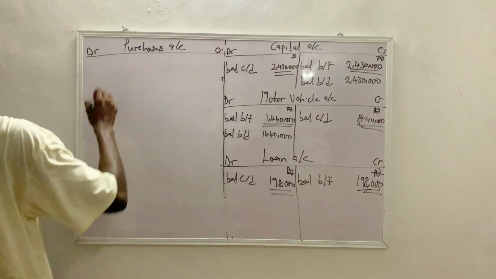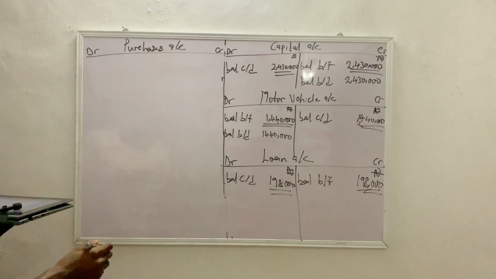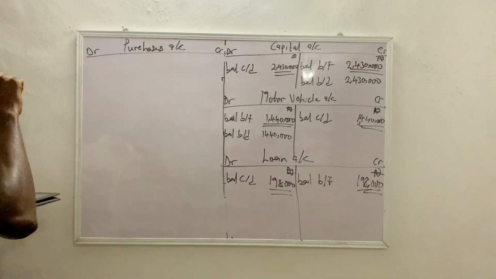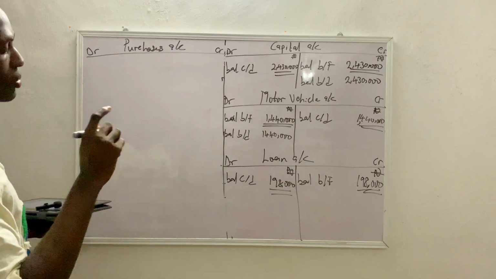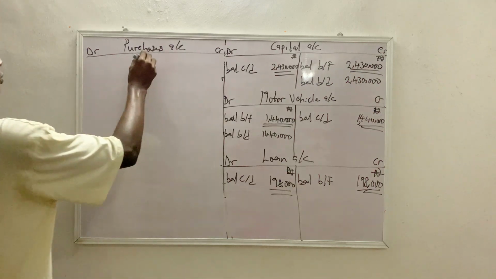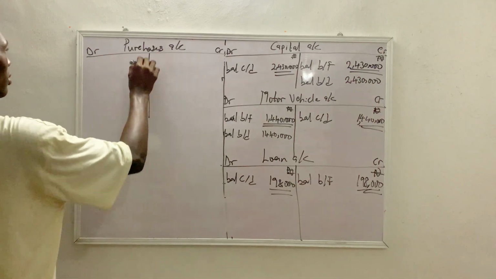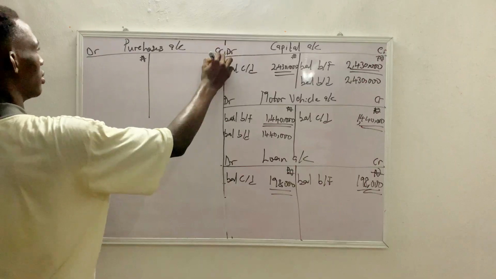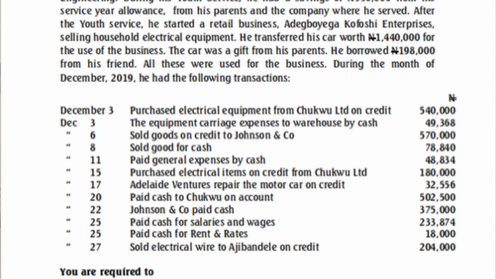Purchases account. So this falls under what? General ledger. Purchases account is not the same as purchases daybook. So purchases account falls under what? General ledger.